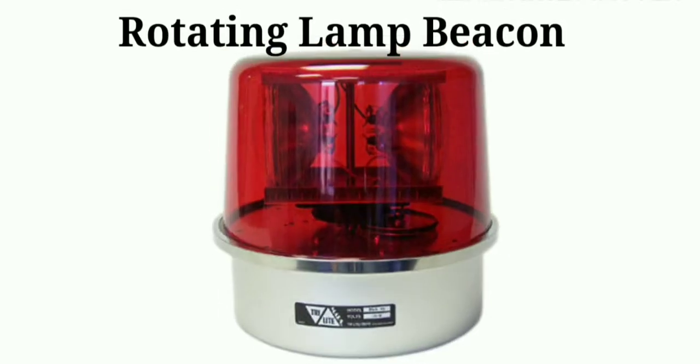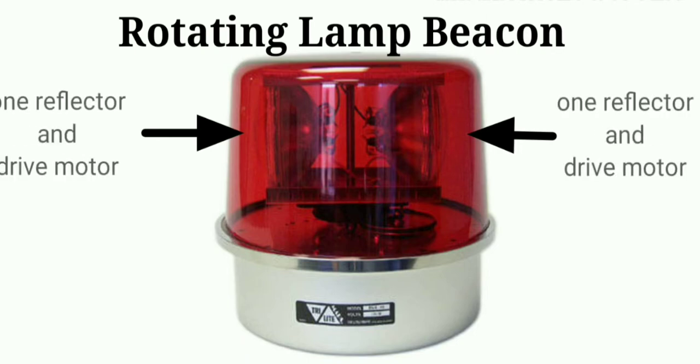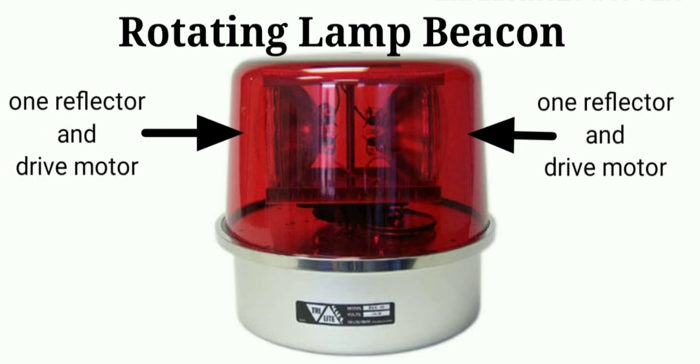Rotating lamp beacon is a two filament lamp. Both are mounted side by side on their own axis, meaning both halves of the lamp form one reflector, and a drive motor oscillates the lamp beam 180 degrees apart. Strobe light.